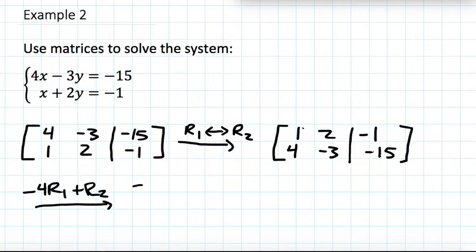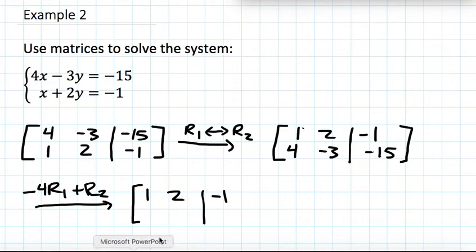So again, when we do this operation where we're multiplying a row by a number and adding it to another row, my top row is not changing. So I'm not changing R1 here. I wouldn't want to do that because that would make this 1 into a 4, and that would be undoing the step that I already did. So what I'm going to do is multiply everything in row 1 by -4 and add that to the number that's already in row 2.